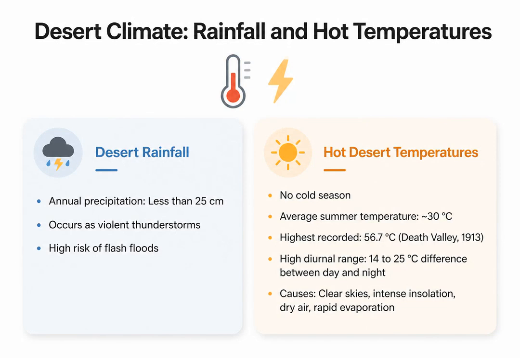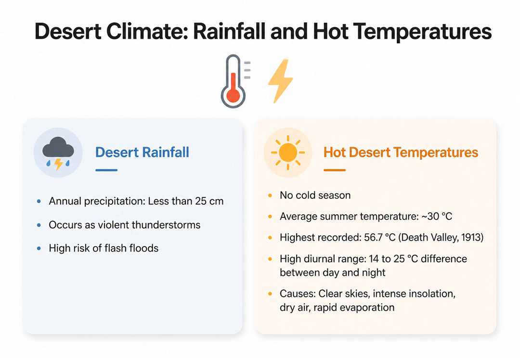Regardless of whether a desert is hot or mid-latitude, the universal rule is that they receive less than 25 centimeters of rain annually. When rain does fall, it's rarely a gentle drizzle. It usually arrives as violent thunderstorms that can trigger sudden, dangerous flash floods. Looking specifically at temperatures in hot deserts, there is no true cold season. Summer averages hover around 30 degrees Celsius, driven by clear skies, intense solar radiation, and dry air.